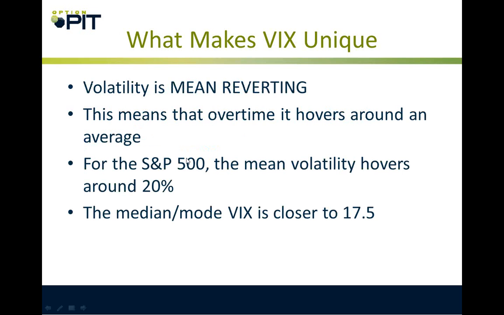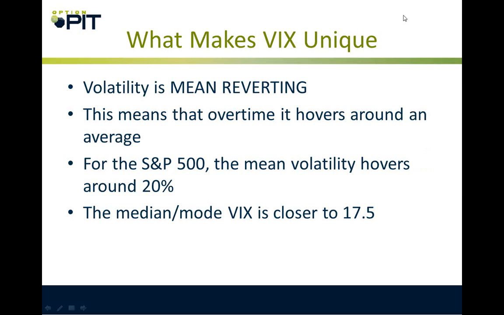Now, how is that possible? Mean reversion. Volatility is mean reverting. This means that over time, it hovers around an average. For the S&P, the mean volatility hovers around 20%.